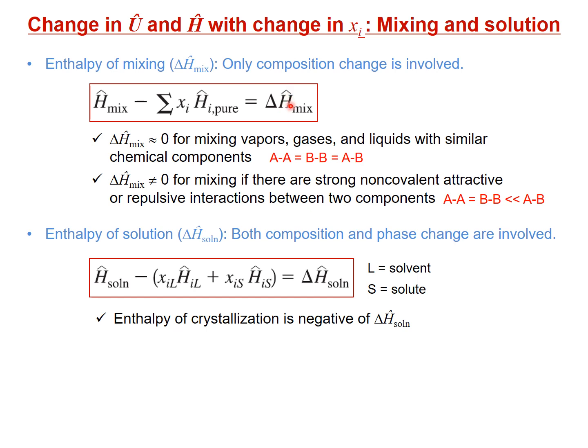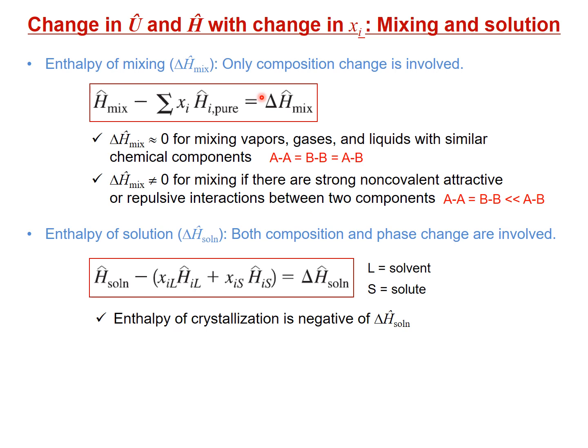Delta H mix is the enthalpy of the mixture after mixing minus the summation of enthalpy of the compounds involved in mixing in their pure state. So if you are trying to mix water and ethanol, then this enthalpy should come from the mixture. However, this one is for pure water and pure ethanol, and you should multiply by the composition, which is a kind of weight factor. So those differences are the delta H mix, or enthalpy of mixing.